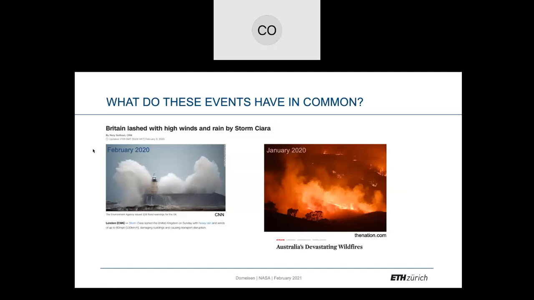And then in addition, we had devastating wildfires in Australia, and here I put a picture from January 2020. But of course, these events had been going on for quite a while already in 2019. So the question for these extreme events is, what do they actually have in common? They potentially have in common that the stratosphere might have been helping to cause both of these events. Now, this may seem a bit far-fetched, so let's have a closer look into this.